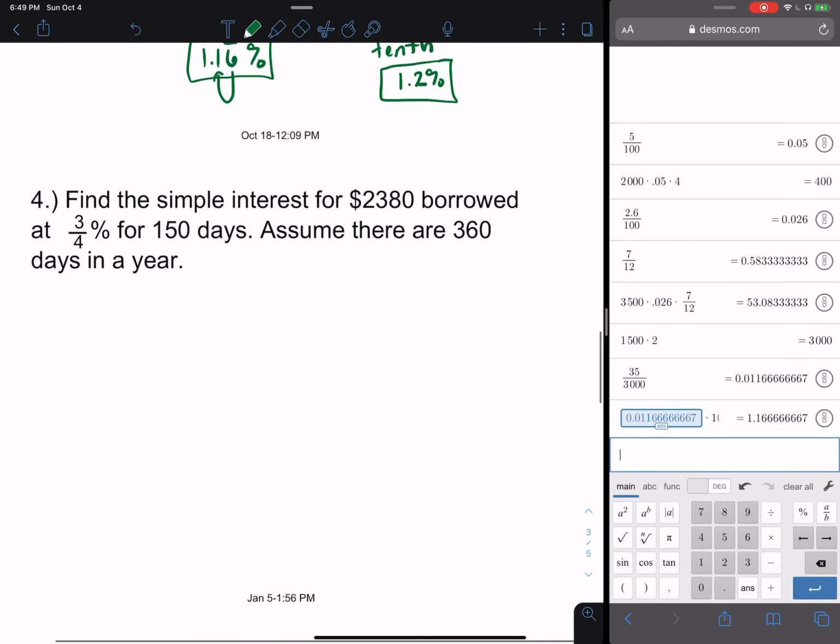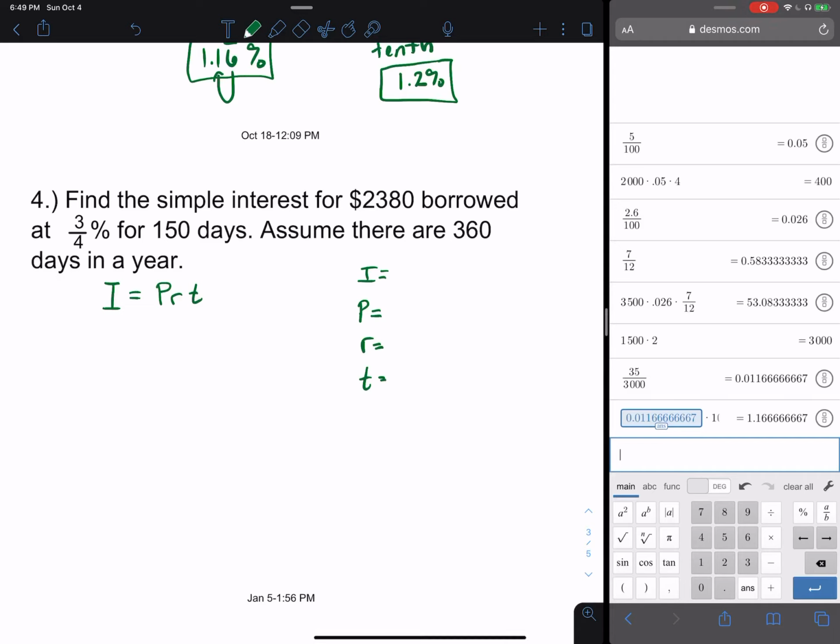Let's look at one more example. For number 4, they tell us to find the simple interest for $2,380 borrowed at 3/4% for 150 days. Assume there are 360 days in a year. So they're asking about simple interest. We only know one simple interest formula, I equals PRT. And I'll list out all my variables.